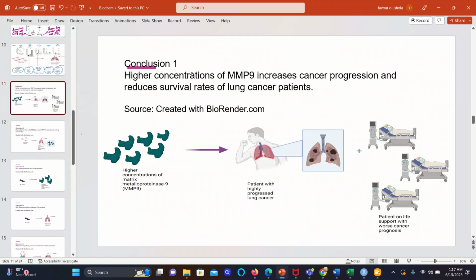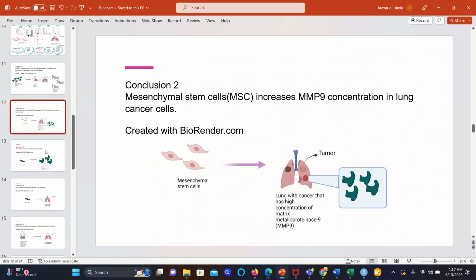As I mentioned before, from our first experimental question and data figures, we can see that higher concentrations of MMP9 will increase cancer progression and reduce survival rates of lung cancer patients. Our second conclusion is that mesenchymal stem cells will increase MMP9 concentration in lung cancer cells, as depicted by this image. We have mesenchymal stem cells, and we have our lung with cancers, tumors within the lung, and within those cancers we can see higher concentrations of MMP9.